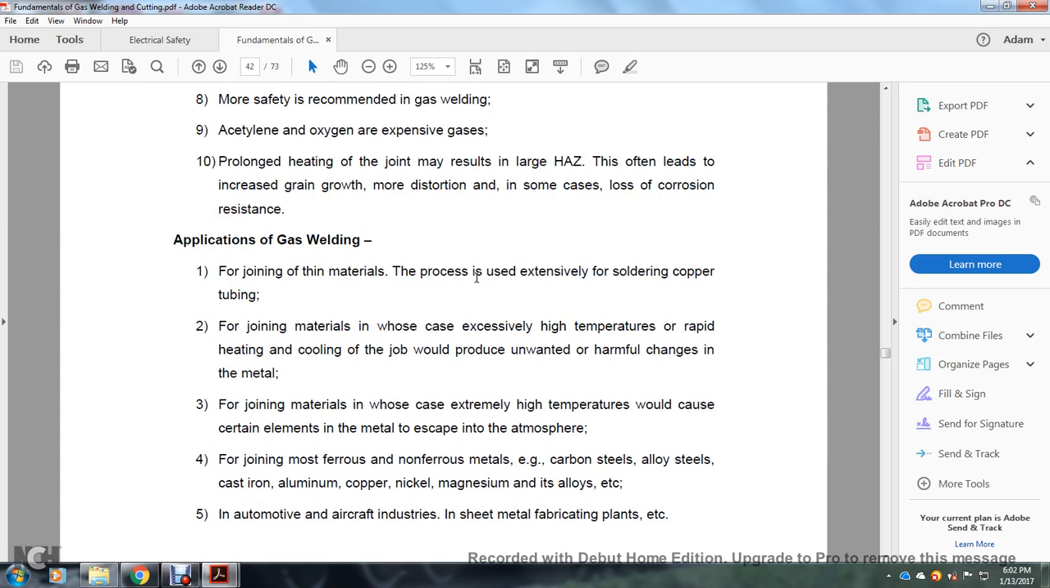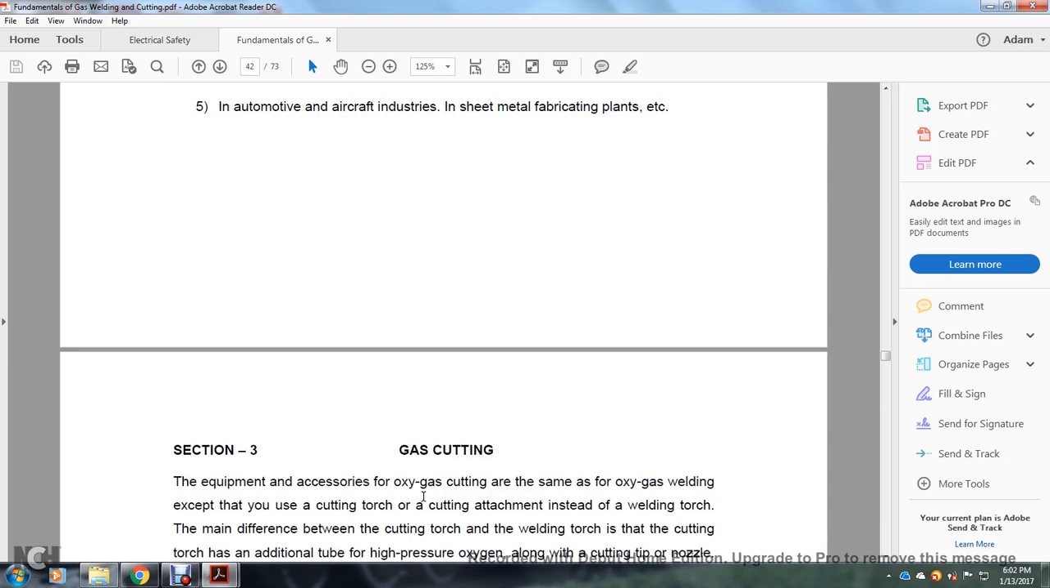Alright, applications. The process is used extensively to solder copper tube joints and for joining materials where excessively high temperatures, rapid heating, and cooling of the job would produce unwanted harmful changes in the metal. It is used for joining materials in which extremely high temperature causes certain elements of the metal to escape to the atmosphere. It joins most ferrous and non-ferrous metals: carbon steels, alloy steels, cast iron, aluminum, copper, nickel, magnesium, and their alloys, etc. It is used in automotive and aircraft industries, sheet metal fabrication plants, etc.